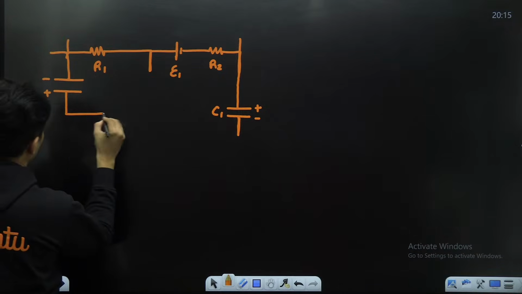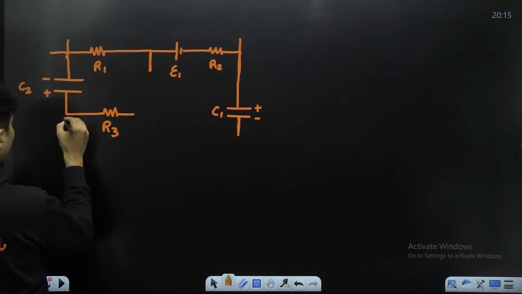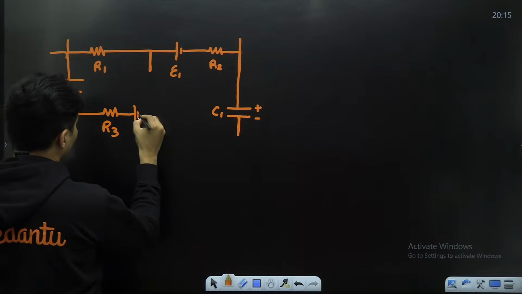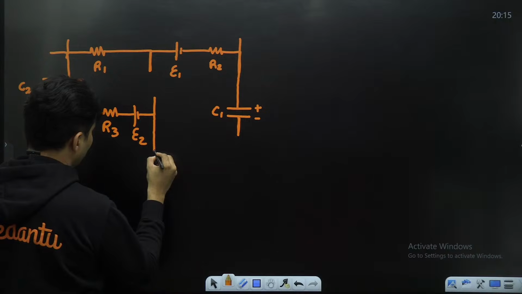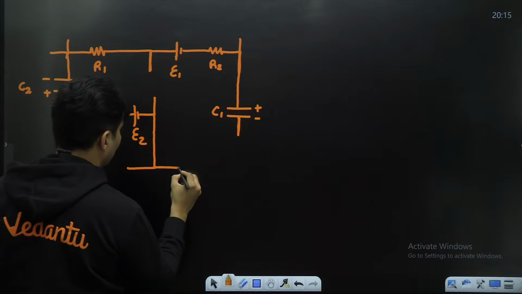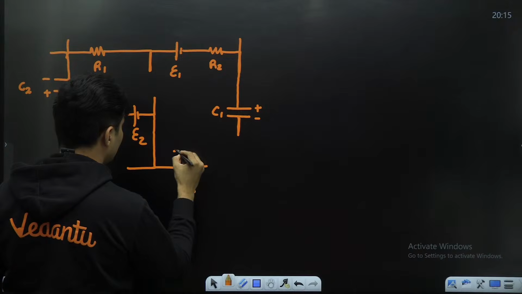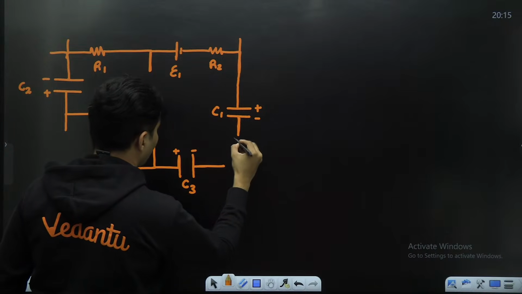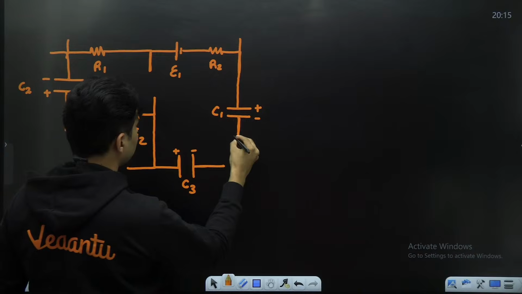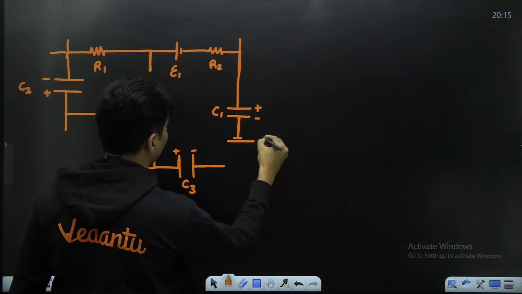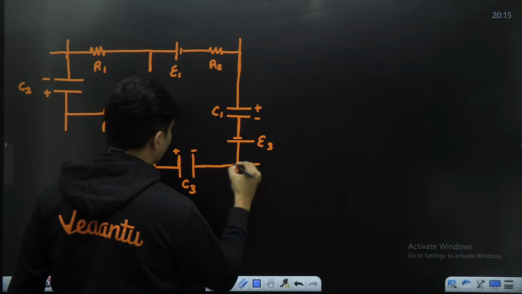I'm taking something here, guys. Another resistor, let's say R3, and another battery, E2, something like this, maybe. And another capacitor, let's say C3. This is plus, this is minus. And this is another battery over here, let's say this is E3, and that's about it.